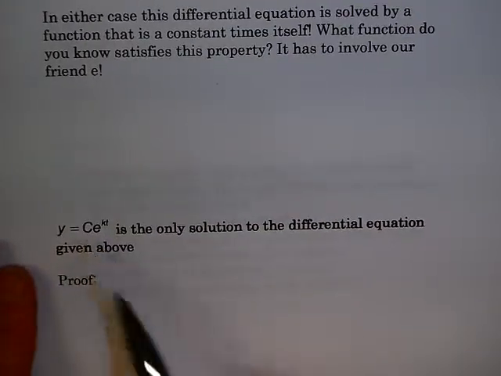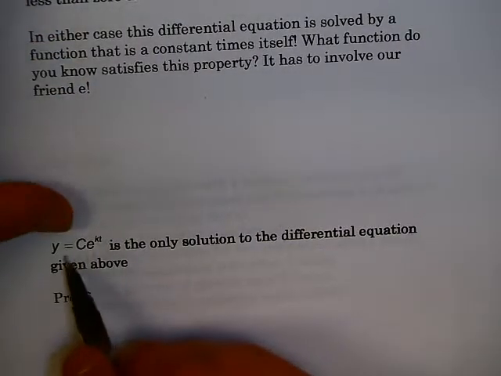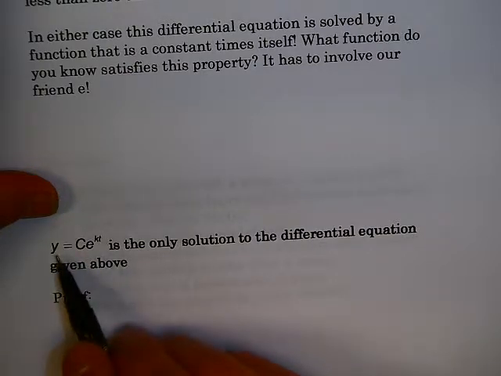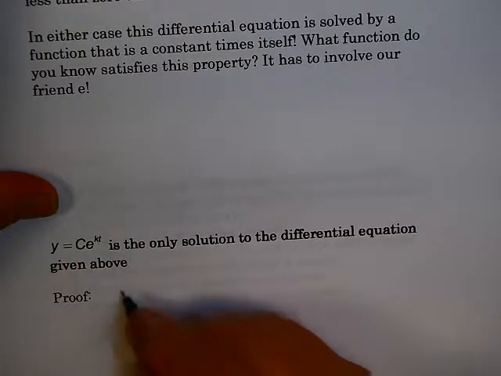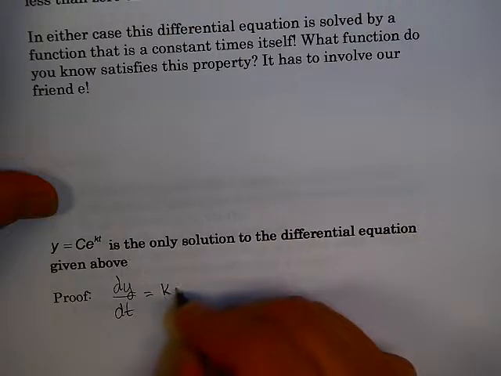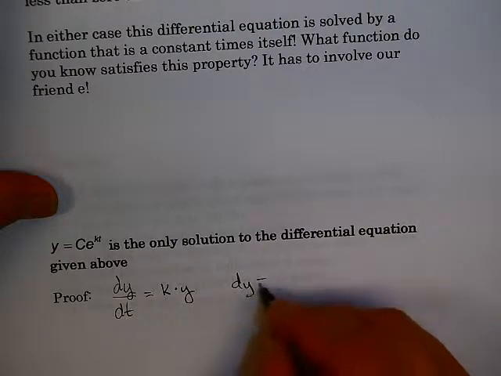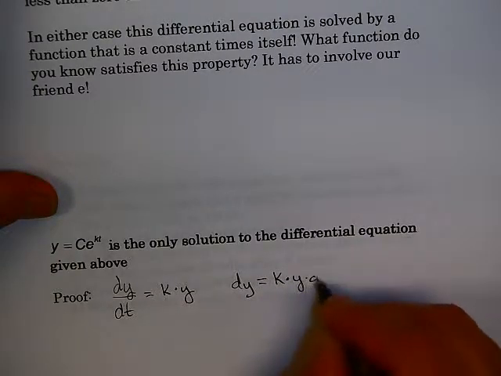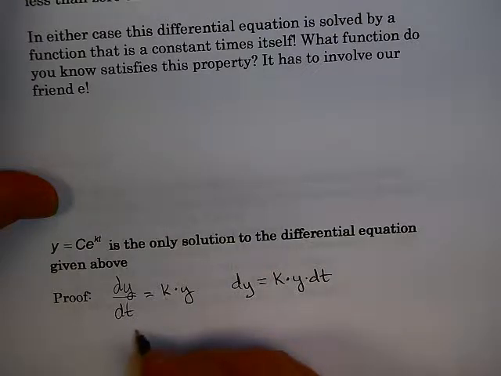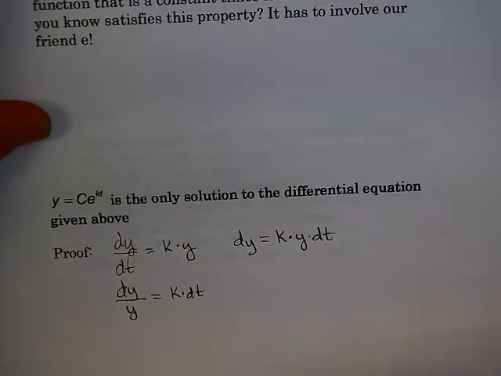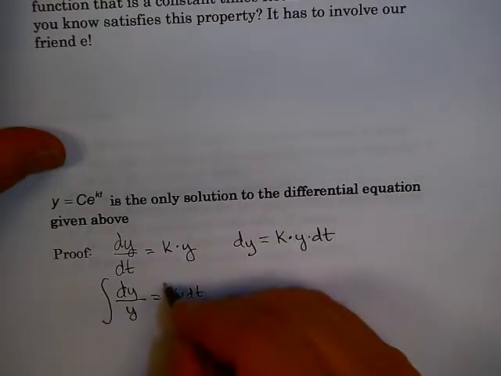So I claim the only solution to the differential equation dy/dt equals k times y is y equals c e to the kt. And let me give you a proof. dy/dt equals k times y. I'm going to multiply both sides of this by dt. Okay? Then I'm going to divide both sides of that by y. The technique I'm using is called separation of variables. Now, I'm going to integrate each side.